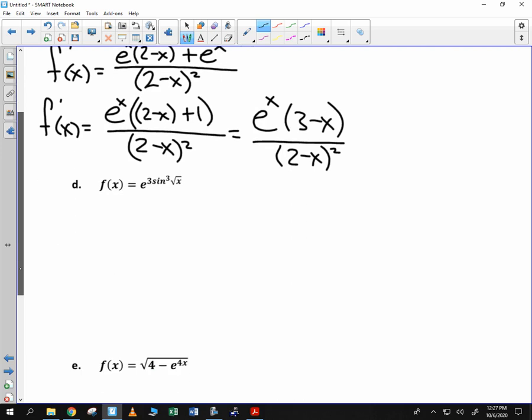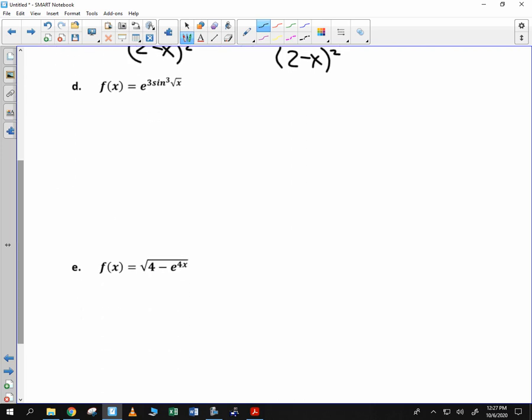Not too bad. So this is one that's going to take a little bit of time. You're going to need to show patience. I'm going to rewrite this a different way. A lot of times people struggle to see exactly what's happening with this derivative.